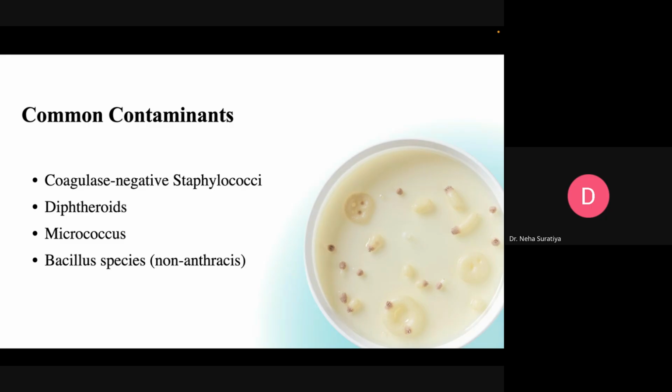Many people are aware of pathogens, but many students go blank when they face questions related to what the examples of contaminants are, right? So you must be aware of diphtheroids, Micrococcus, Bacillus species, and CONS, coagulase negative staphylococci. These all are considered contaminants. If this is written in the report, you can ignore it. That is what you need to understand.